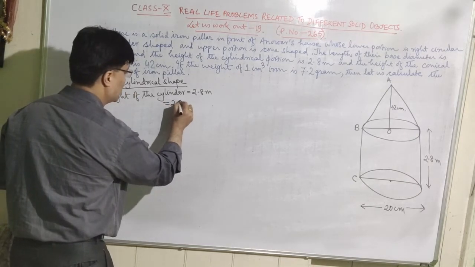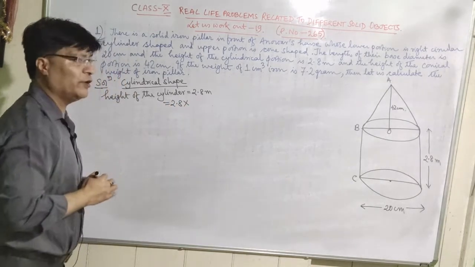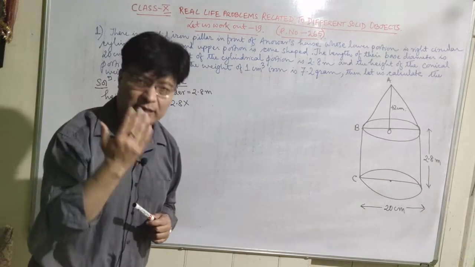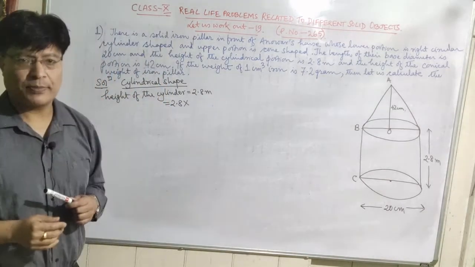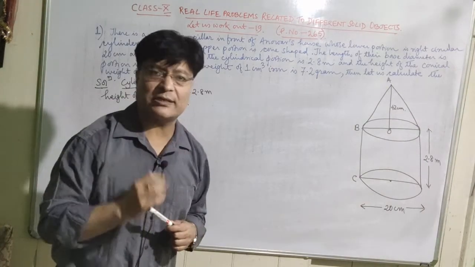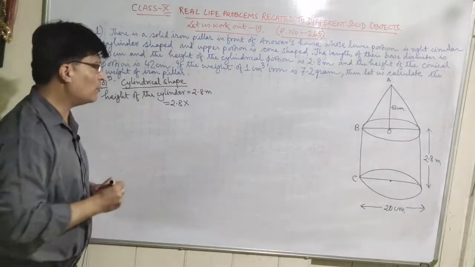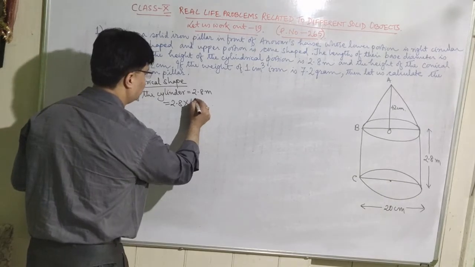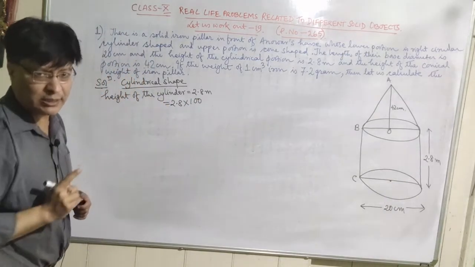So 2.8 into, so if you convert meter into centimeter, how can you convert it? From meter to centimeter, when changing to a smaller unit you have to multiply. So by how much must we multiply? By 100. 1 meter is equal to 100 centimeter.